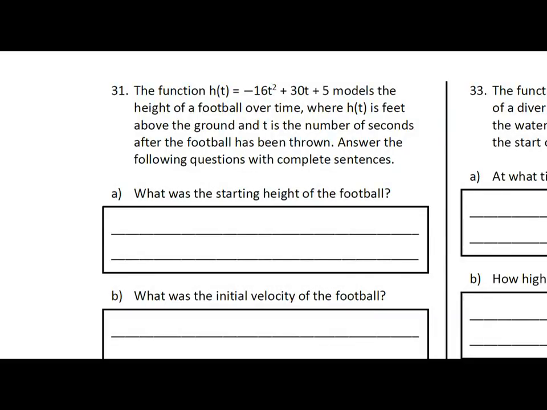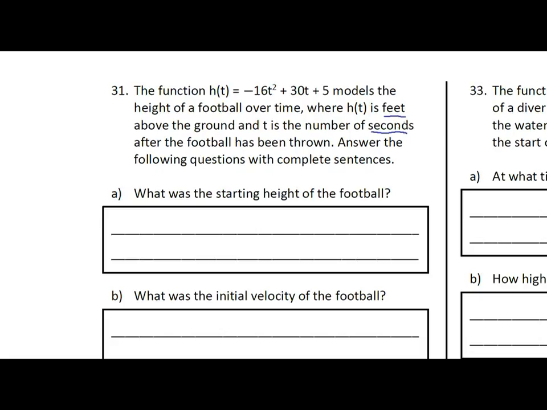All right, question number 31, a word problem. The function h of t equals negative 16t squared plus 30t plus 5, that is standard form, models the height of a football over time, where h of t, which is this part right here, is in feet above the ground, and t is the number of seconds. You want to pay attention to your units of measure after the football has been thrown. Answer the following questions with complete sentences.